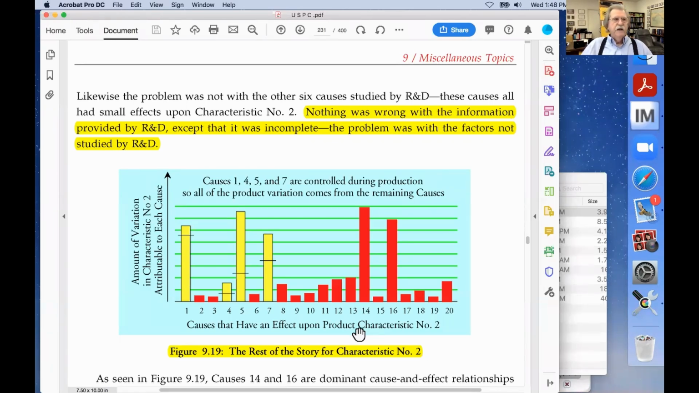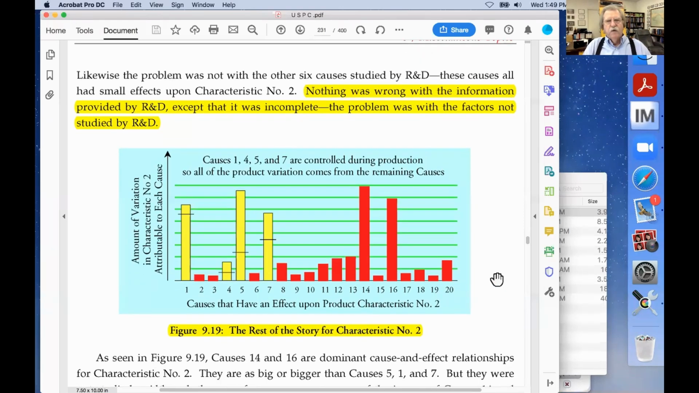So when 14 changes, our process changes. When 16 goes on walkabout, our process goes on walkabout. And it's a mystery. It's magic. And we won't find out about 14 and 16 by studying factors 5, 1, 7, and 4. We've already studied them. We won't find out about 14 and 17 studying factors 1 through 10. What you don't know can hurt you.